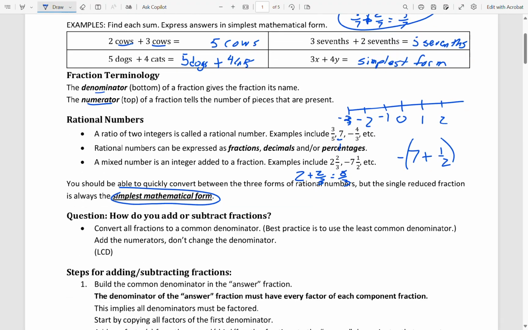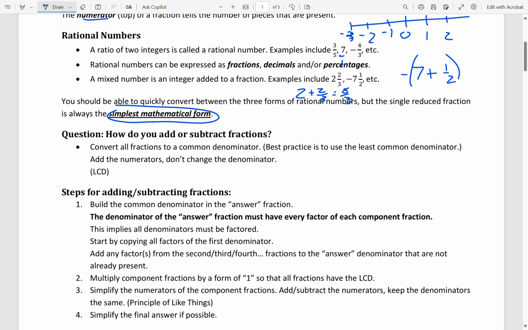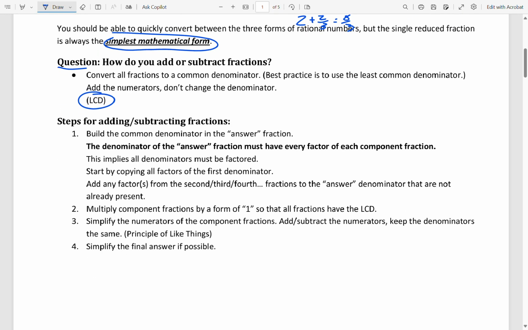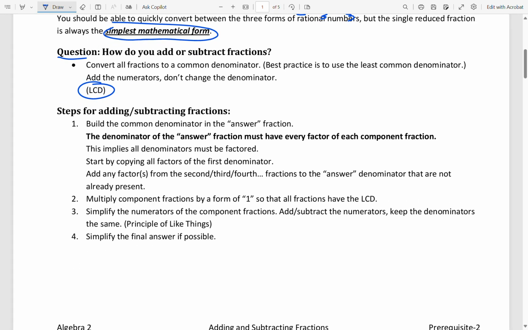So how do you add, subtract fractions? Well, you convert all your fractions to a common denominator. Then you add the tops and you don't change the denominators. When I give this question on a quiz, I'll ask, how do you add or subtract fractions? You say LCD, and I'll trust that you remember all the steps in the least common denominator and how to use the least common denominator.